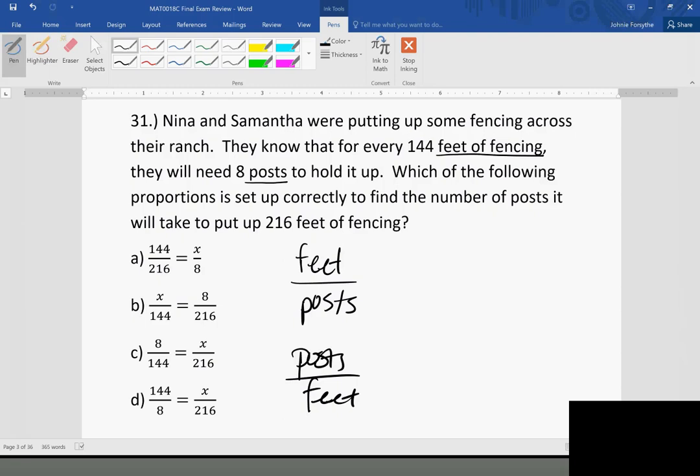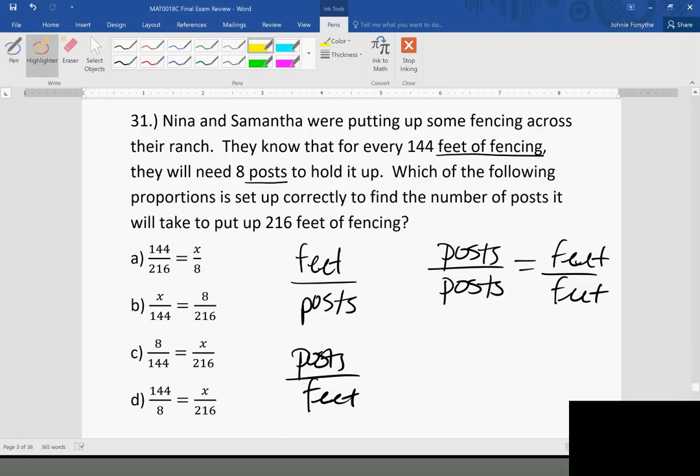So we have 144 over 216, or you could say posts over posts. It'd have to be equal to the same feet over feet. And then I like to use colors for problems like this. I'm going to do that here. So for every 144 feet of fencing, you need 8 posts to hold it up. And then find the number of posts, that'll be x, for 216 feet of fencing.